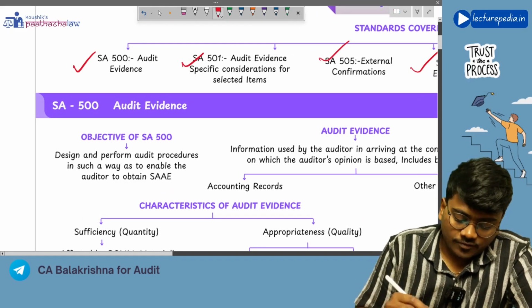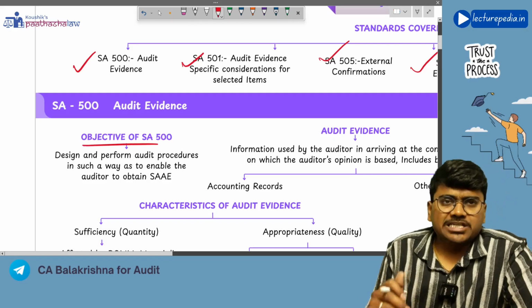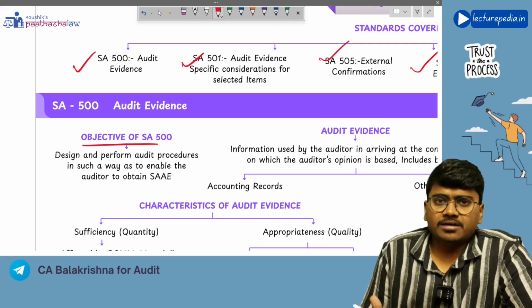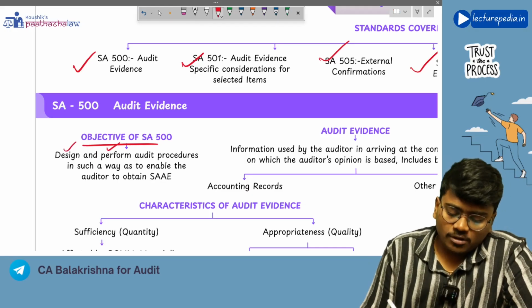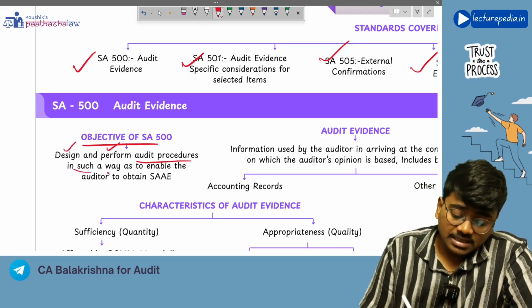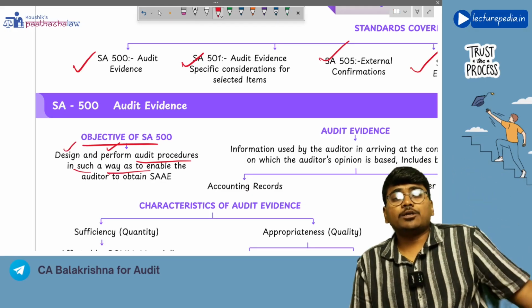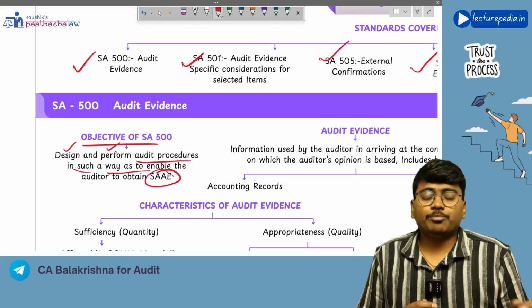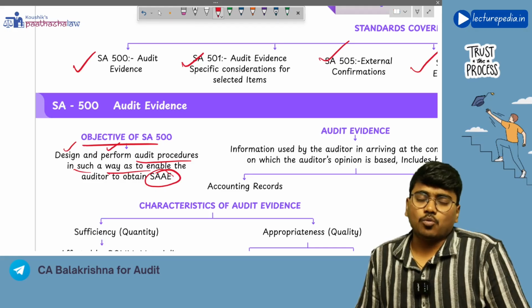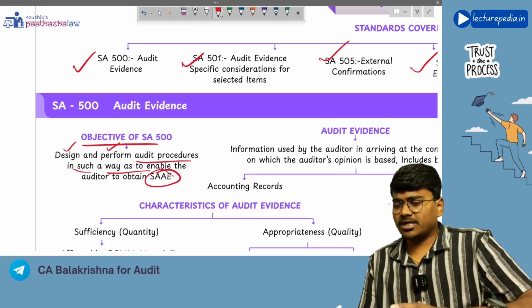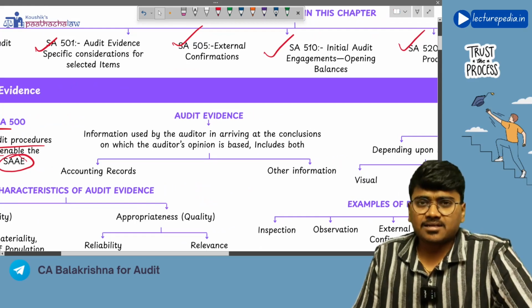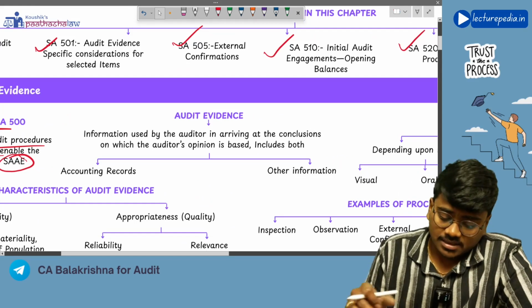If you see the objective of SA 500, the auditor has to design and perform audit procedures in such a way that they help the auditor obtain sufficient and appropriate audit evidence. What is meant by sufficient appropriate audit evidence? We will discuss that. Basically, those two are the characteristics of audit evidence.